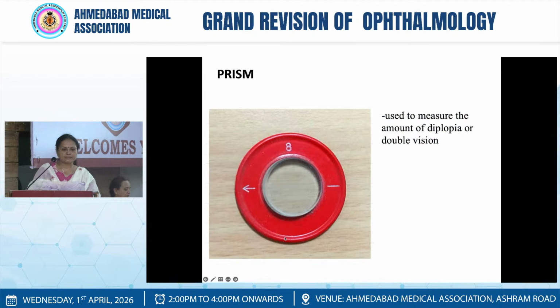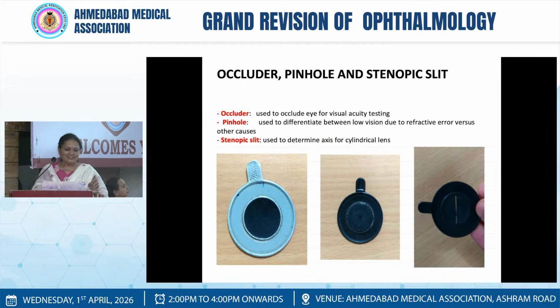Then the prism. Can you see this elevated area? In this part it is flat here, elevated here. Only this part. So this is called prism. It is usually written on that also. Then occluder, used to occlude the one eye to see the vision in the other eye.